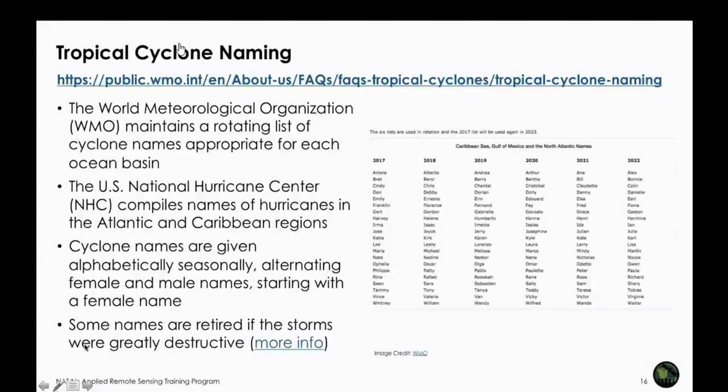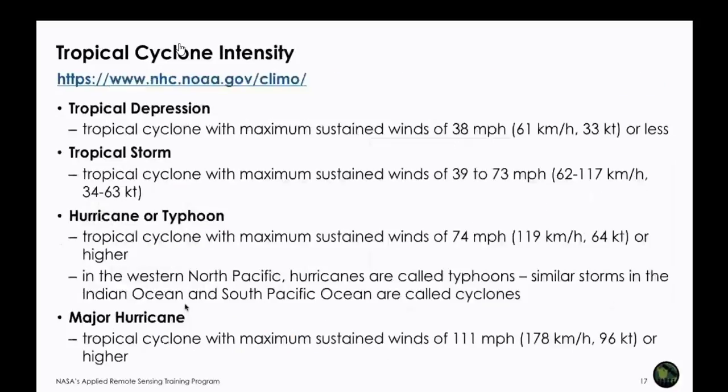Some names are retired, and there is a lot of information on that, again, on the WMO site, such as Hurricane Katrina. There are some major storms whose names are not used again. They are just reserved for special cases. So there are some names which you don't see again and again. A few, but there are some.